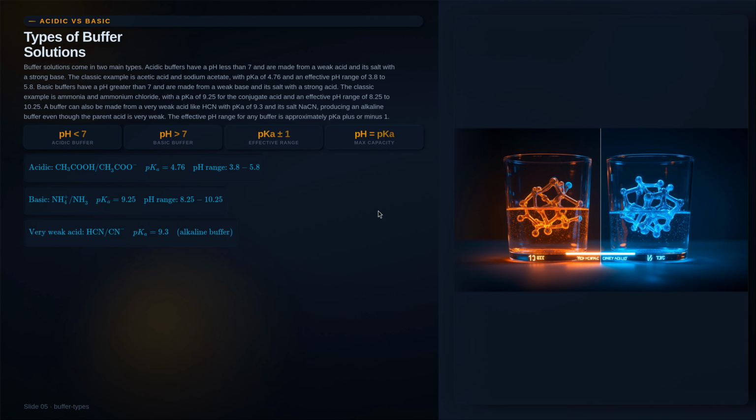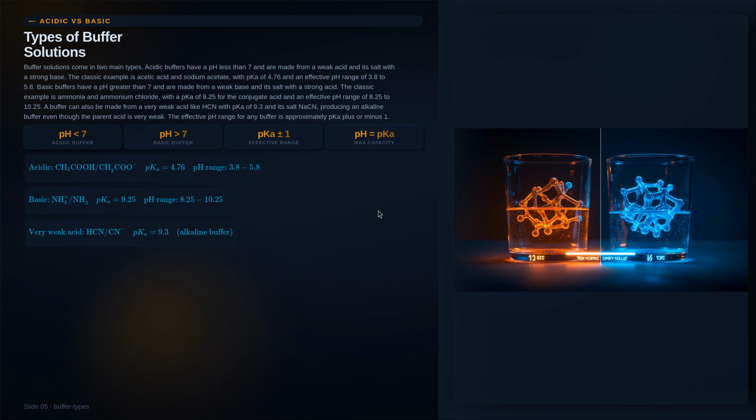Buffer solutions come in 2 main types. Acidic buffers have a pH less than 7 and are made from a weak acid and its salt with a strong base. The classic example is acetic acid and sodium acetate, with a pKa of 4.76 and an effective pH range of 3.8 to 5.8. Basic buffers have a pH greater than 7 and are made from a weak base and its salt with a strong acid. The classic example is ammonia and ammonium chloride, with a pKa of 9.25 and an effective pH range of 8.25 to 10.25.